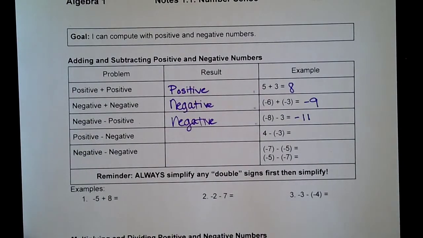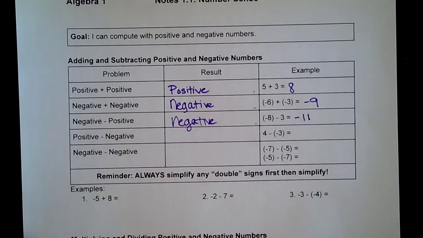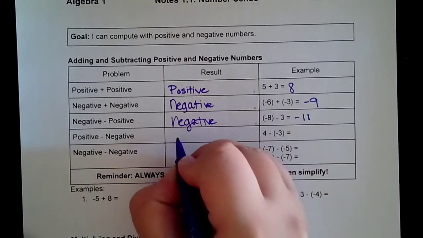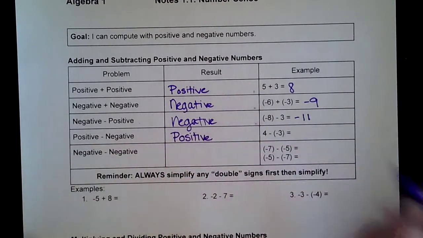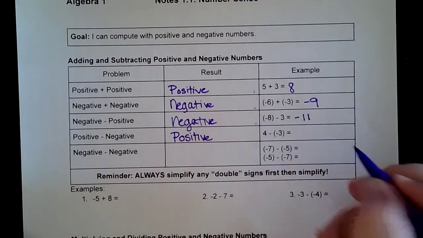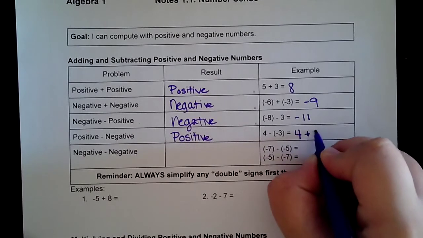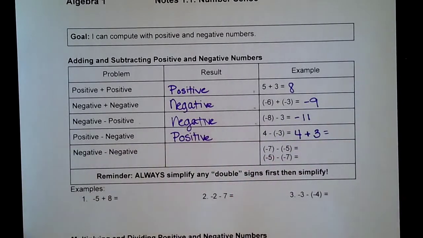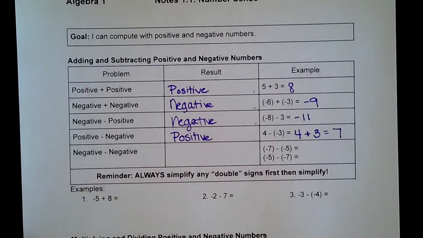Very similar. Positive minus a negative. Notice the big key here is those negatives are going to cancel each other out. So we're actually going to end up being positive in this case. So 4 minus negative 3 is the same thing as 4 plus positive 3, because those are always going to cancel each other out. So 4 plus 3 is 7. We have a positive answer.